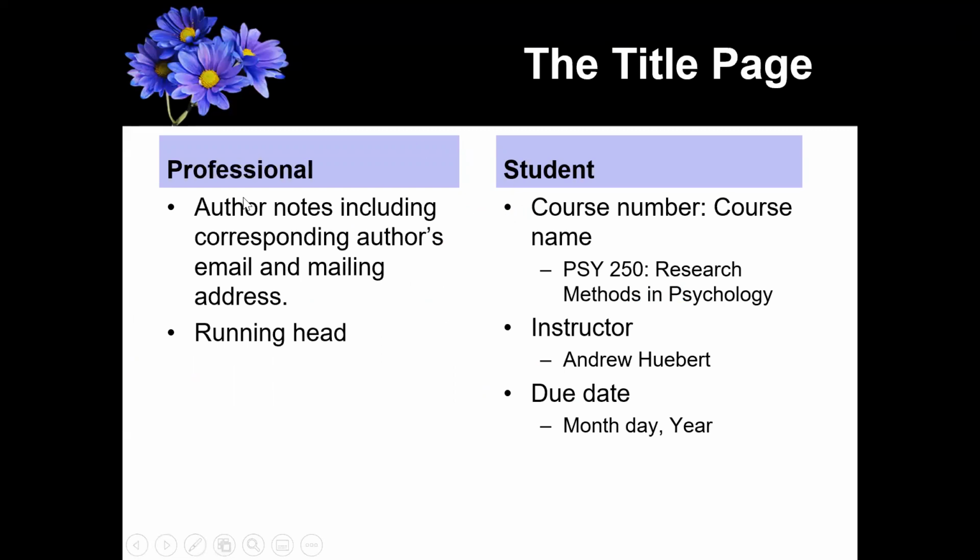There's actually a couple of differences between a professional paper and a student paper. On a professional paper, like when you're submitting to a journal, you're going to have author's notes, including the author to contact and mailing address. But obviously, we're not doing that because it's a student paper. A professional paper also has a running head, which is the shortened title. But for students, you're going to have the course number, the instructor's name, that's me, and then the due date.